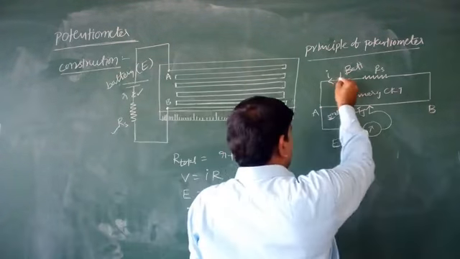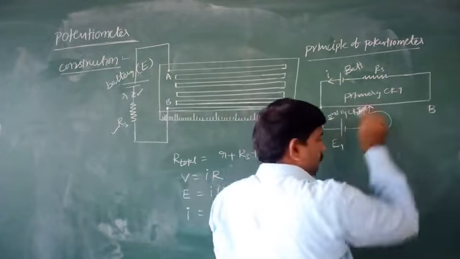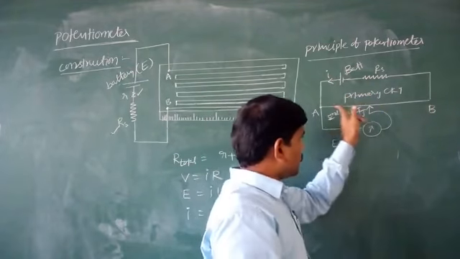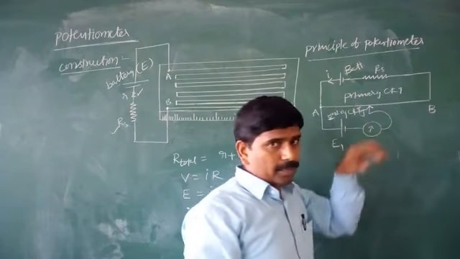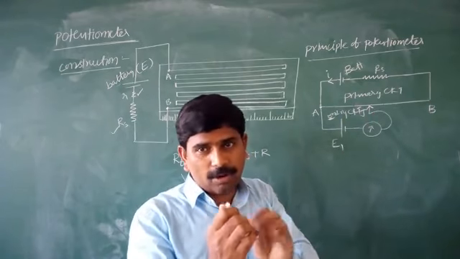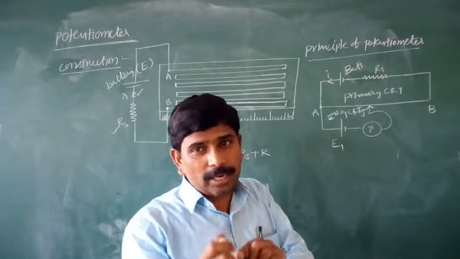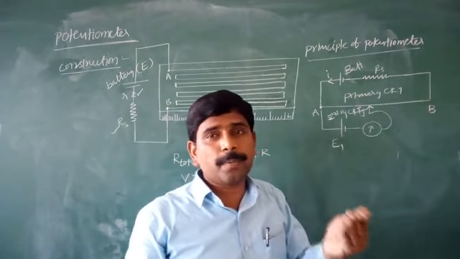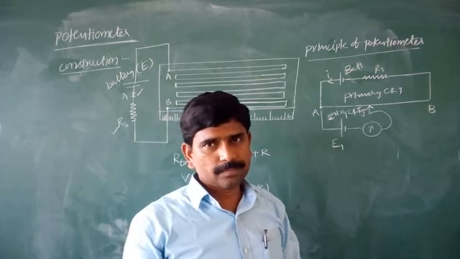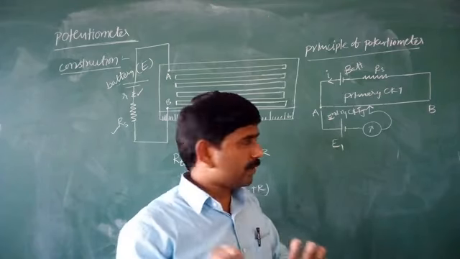So, when this current is passing through this wire, across the length of the potentiometer wire, the potential drop across the length of the potentiometer wire is directly proportional to its length. Yes, one more time, don't get confused.